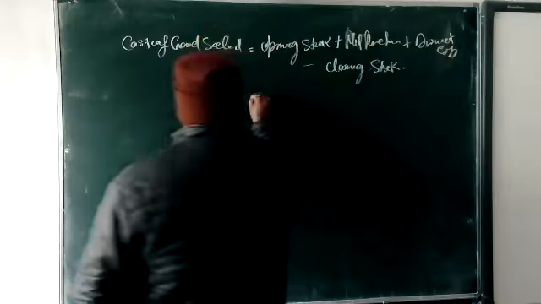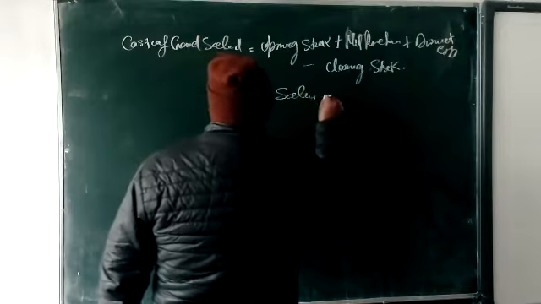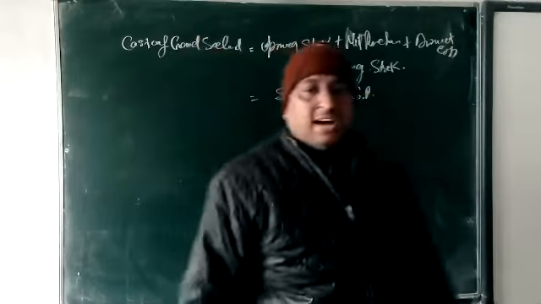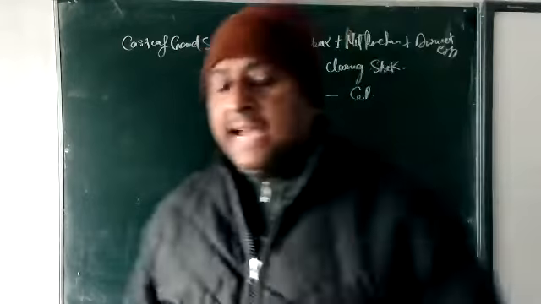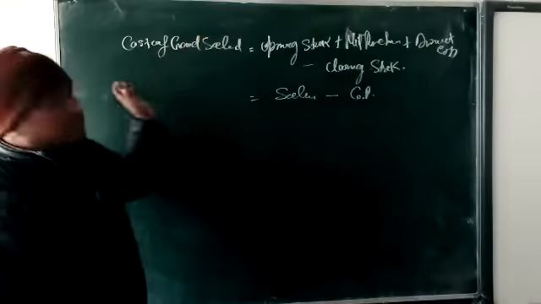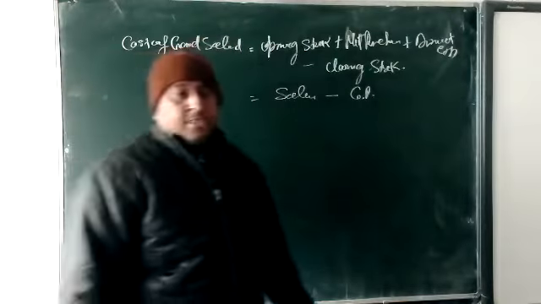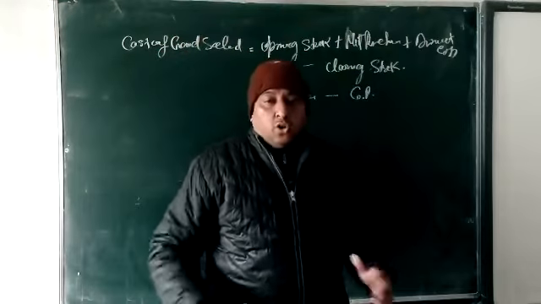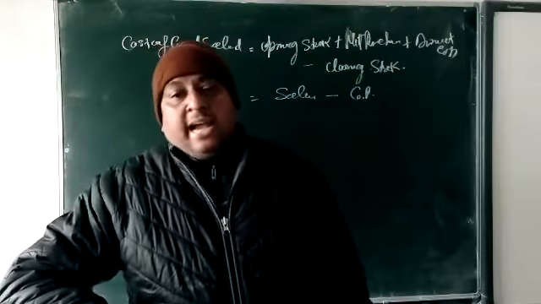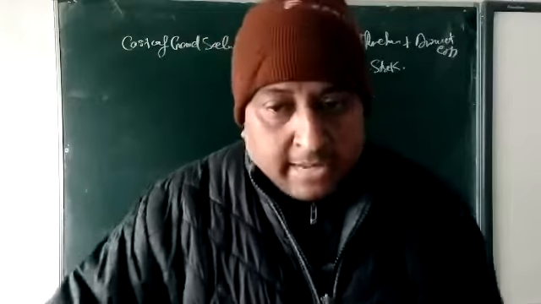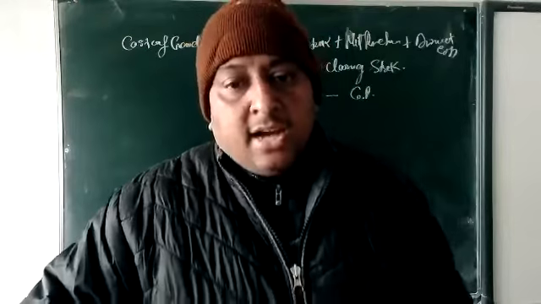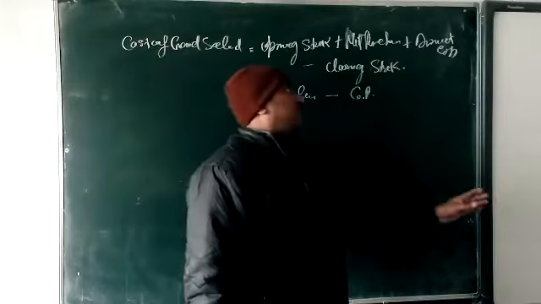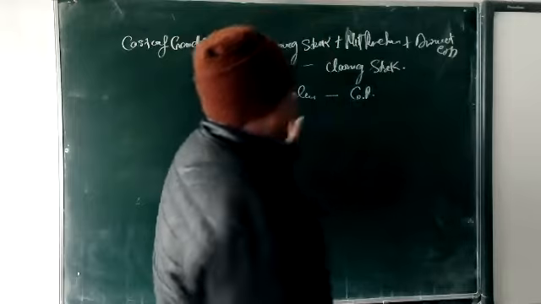And one more formula is here: sales minus GP. GP means gross profit. Okay, beta. These two formulas we can utilize for the calculation of cost of goods sold. Cost of goods sold means the total charge that we calculate for the making of any goods, or expended for the making of any goods. Formula is: opening stock plus net purchase plus direct expense less closing stock.